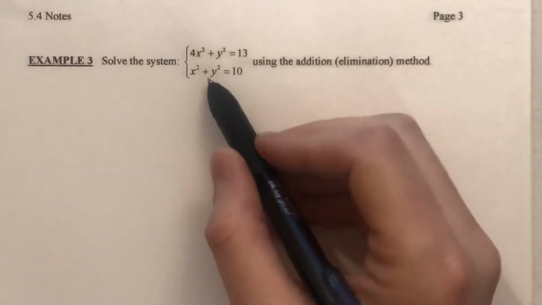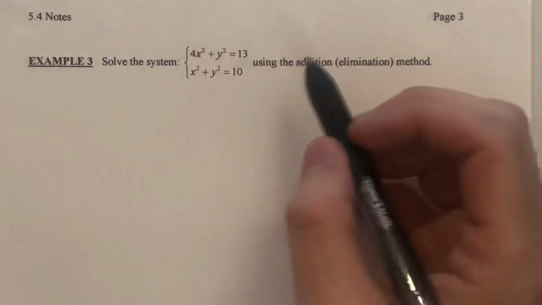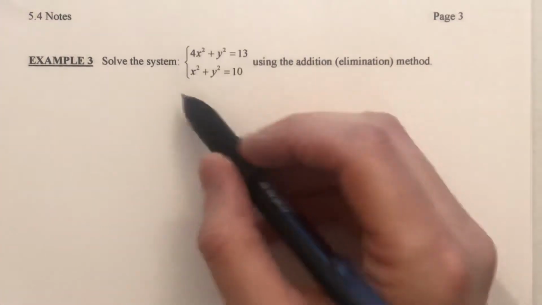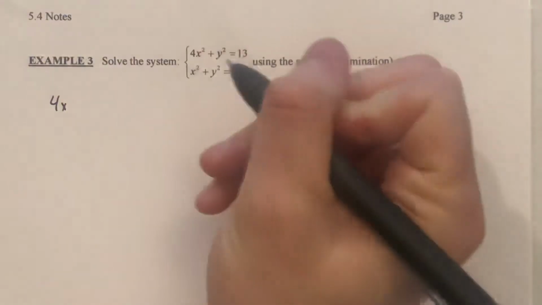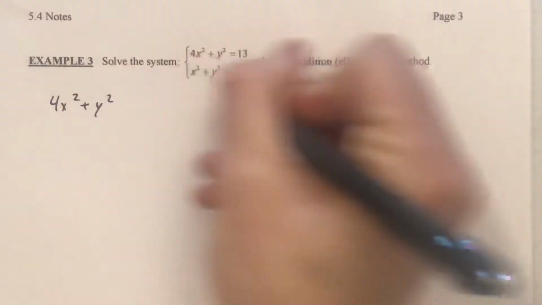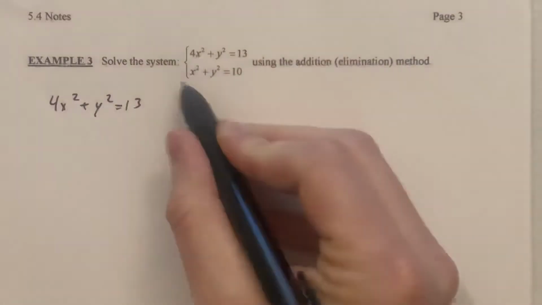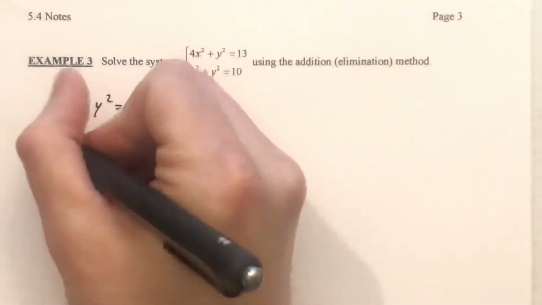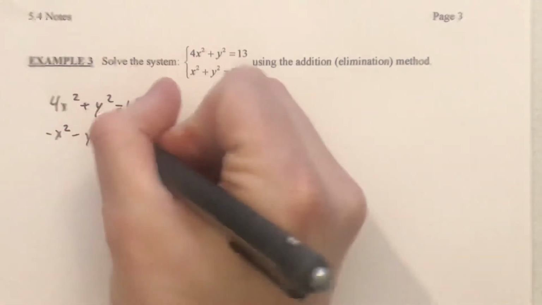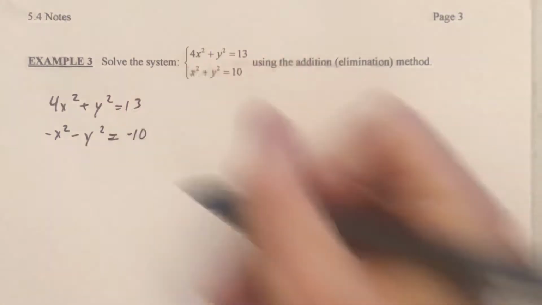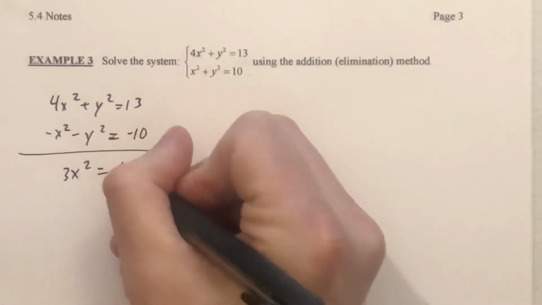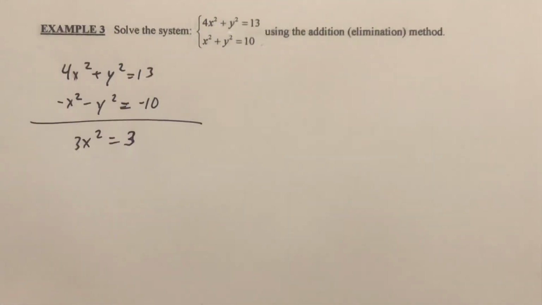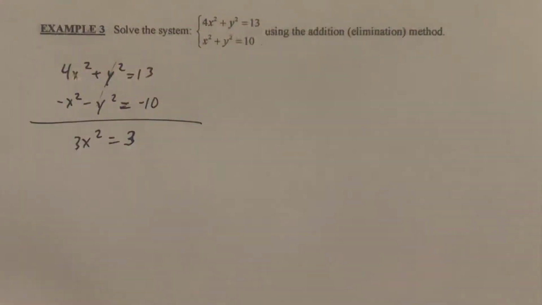With elimination, we know we want one of our pairs of variables to have the same coefficients but opposite signs. So easily enough, we could take one of these positive y squareds and convert it into a negative y squared, and we'd be good to go. So I will take the second equation. I'll leave the first one alone. For the second equation, if I multiply everything by a -1, that'll give me negative x squared, negative y squared, and that equals -10. And then with the addition method, that very quickly simplifies down to 3x squared equals 3, with those y squareds canceling.